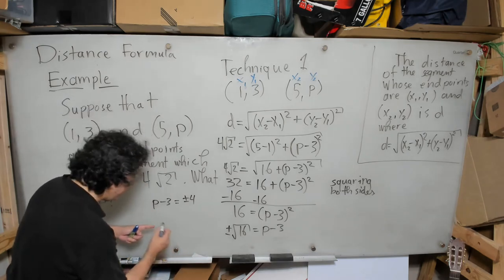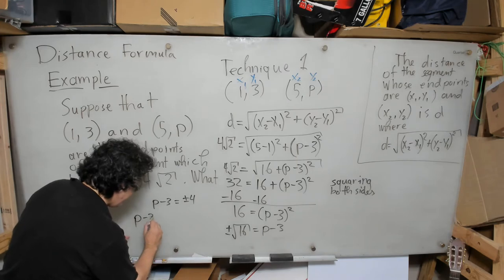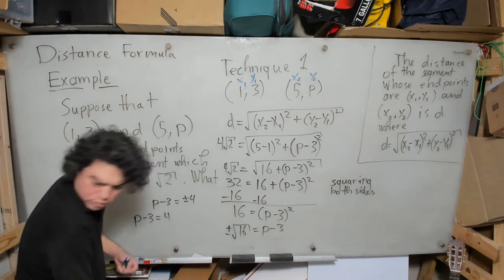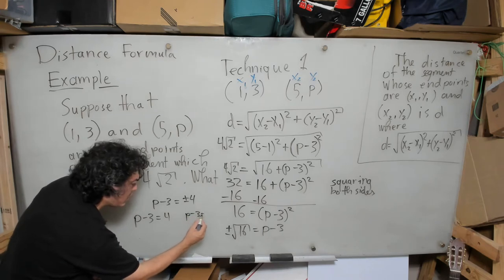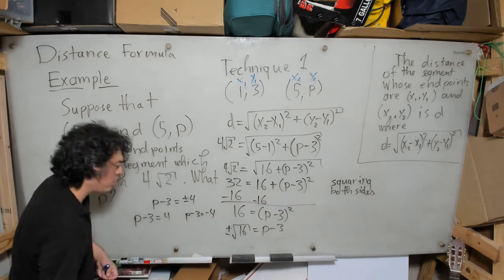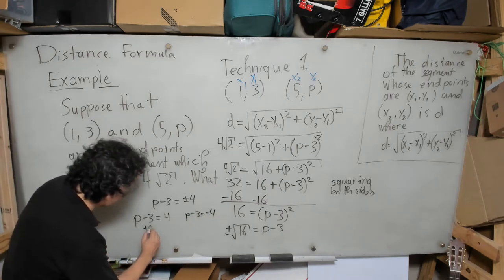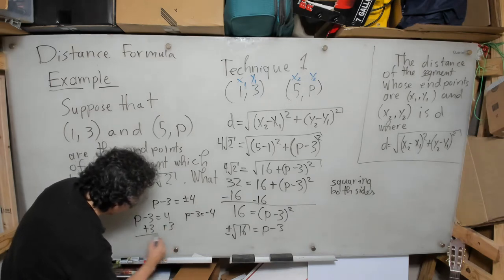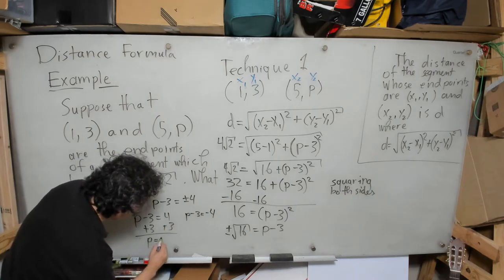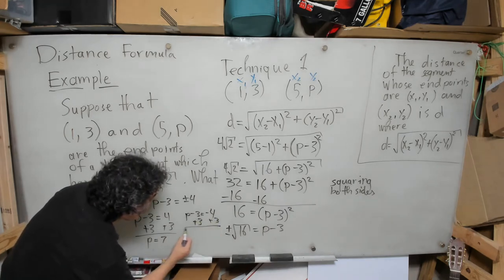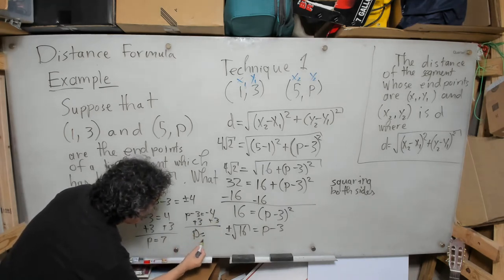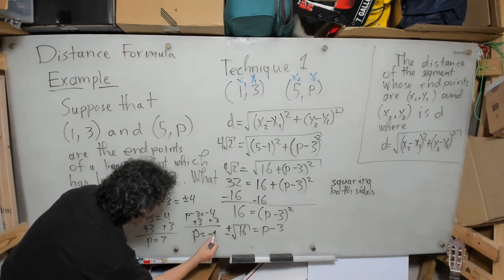So therefore, either p minus 3 is equal to 4, okay, or p minus 3 is equal to negative 4, okay? Here, plus 3, I see that p is equal to 7. And here, plus 3, I can see that p is equal to negative 1, okay?